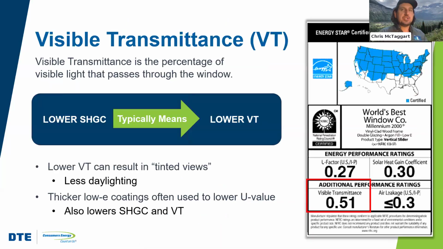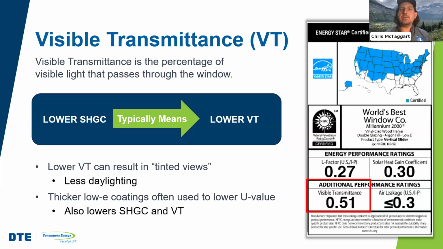Interestingly enough, there is a relationship between solar heat gain coefficient and visible transmittance. VT, I think a lot of people in the energy efficiency industry don't even know or think anything about visible transmittance. It's actually really kind of an important value. So visible transmittance basically helps to provide daylighting into our homes. It's how much useful light comes through the window in order to provide daylighting.